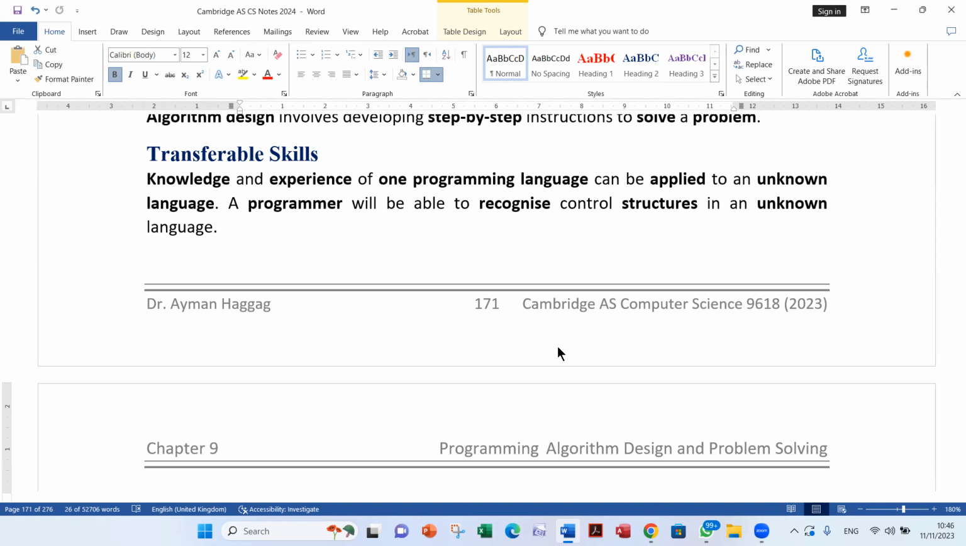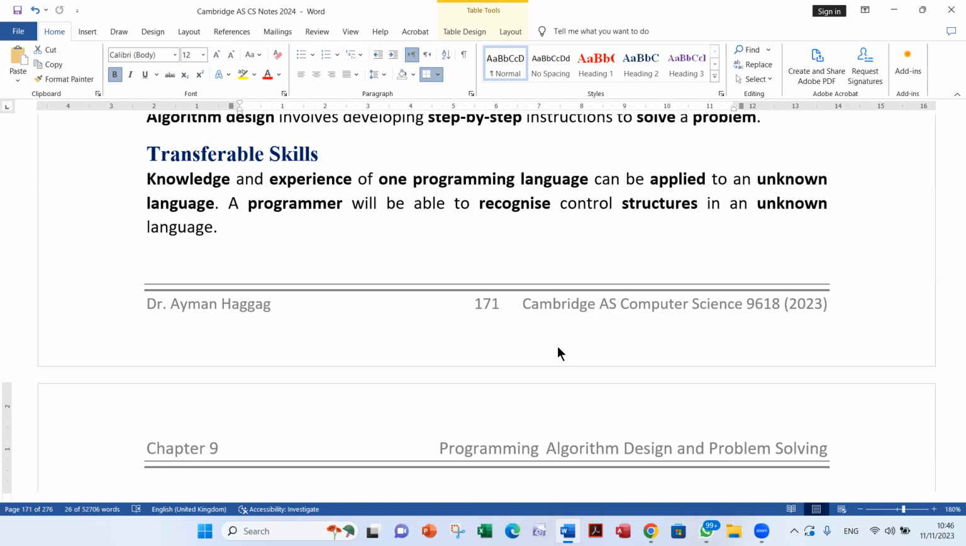Why? Because in any programming language, you have variables. So if I teach you how to use variables, it's going to be the same. Any programming language has selection, that is if then else, and even using pseudocode, they are all the same. There are also loops and iteration in any programming language. If I teach you this using any programming language or even pseudocode, it's going to be the same. So this is what is called transferable skills.